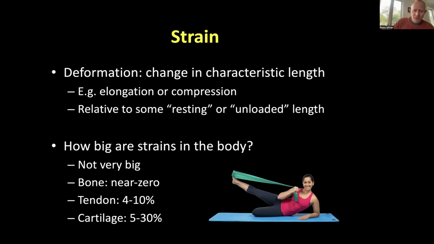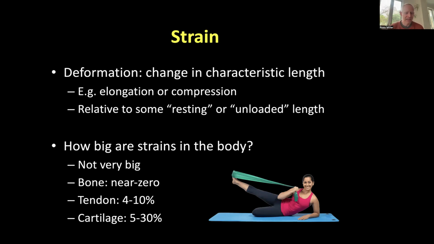So like last time, we talked about how big stresses are, generally speaking, in human musculoskeletal tissues. How about how big are the strains that result in those stresses? Generally speaking, not all that big. Bone, for example, we define in terms of the strains it experiences being microstrains, like thousandths of a percent strain. So bone is very stiff. It does deform a little bit, but not a whole lot.